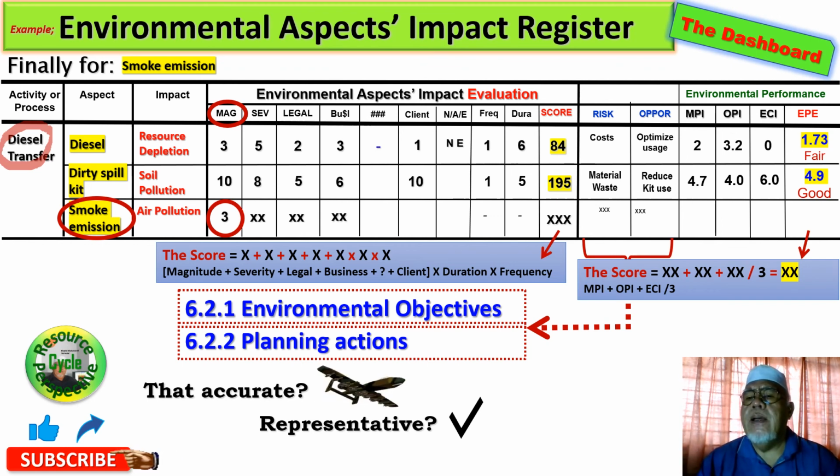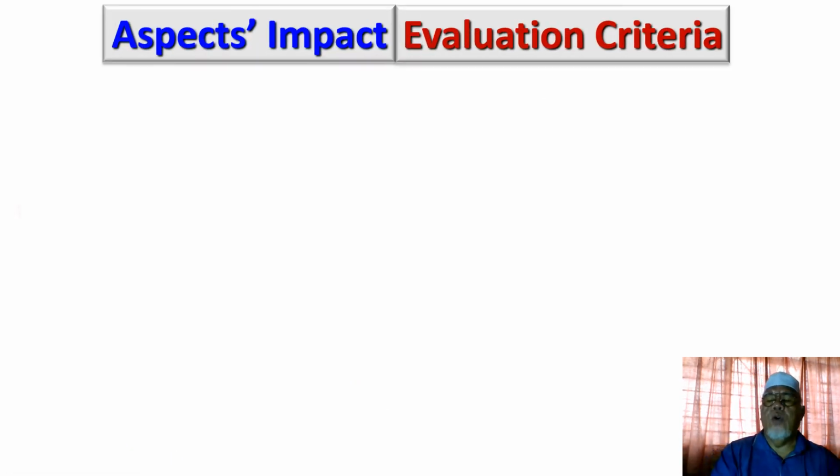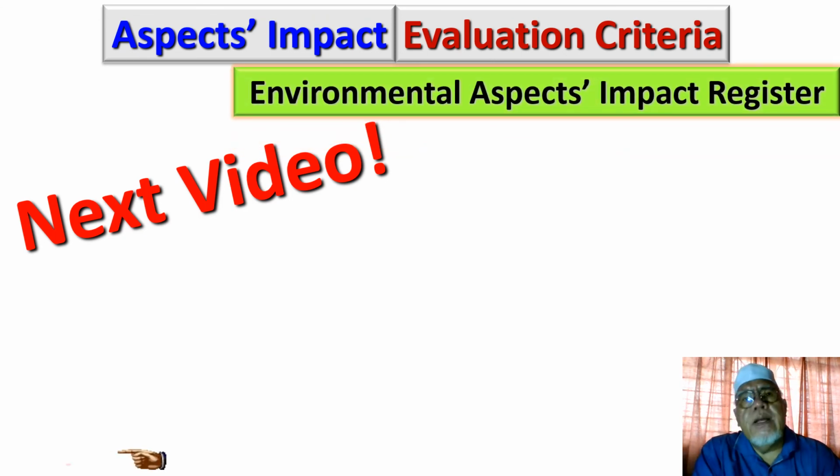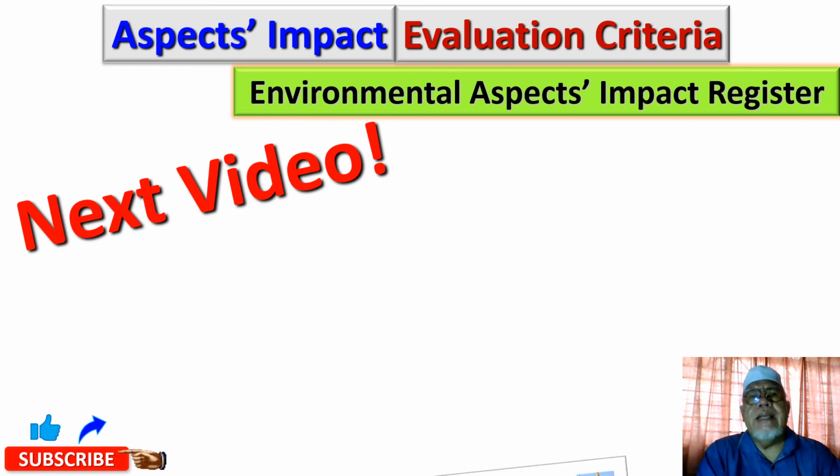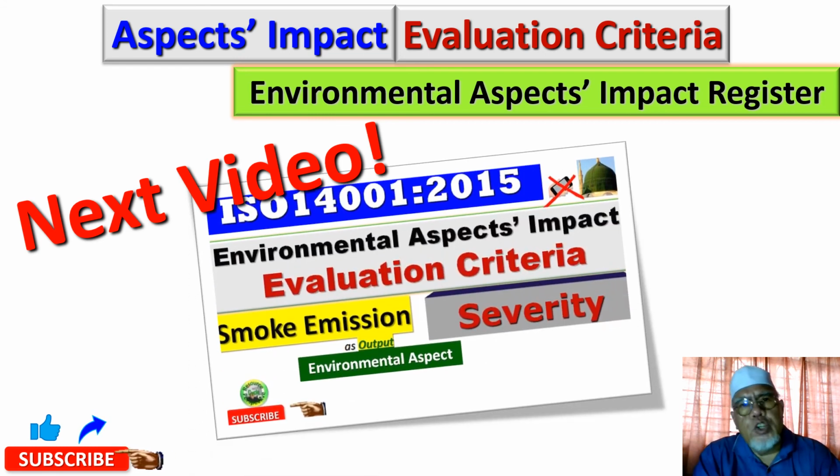And so we have one score for magnitude as an evaluation criteria for the environmental aspect, smoke emission coming from the diesel engine lorry for the diesel transfer process for this particular factory. Next, we will look into severity, the second evaluation criteria for this smoke emission.